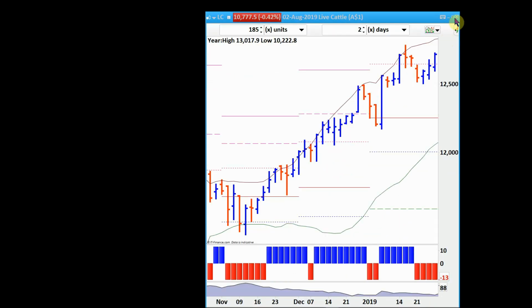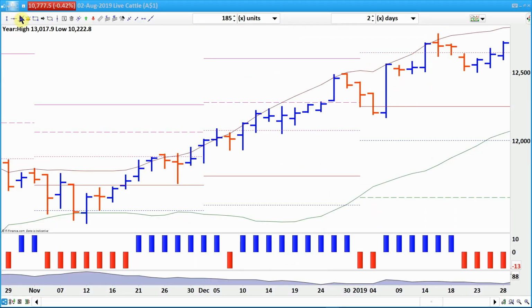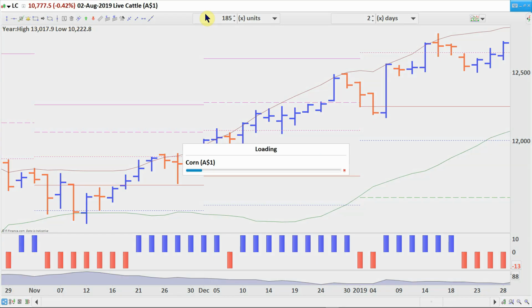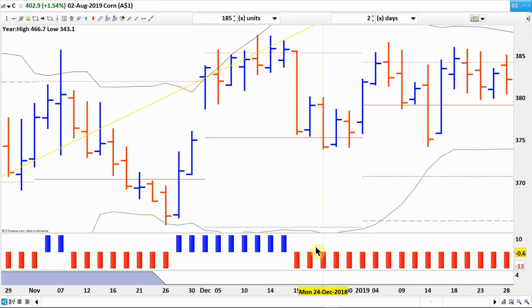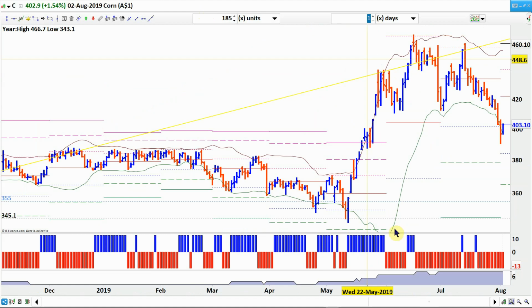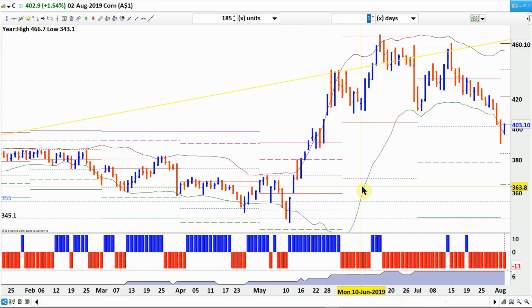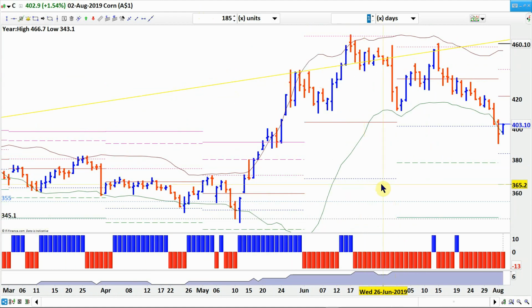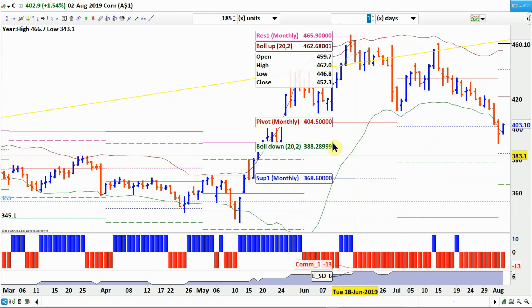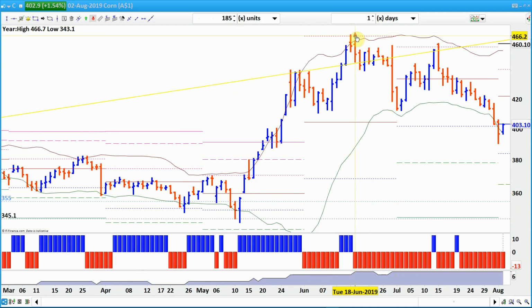What is your entry point? So let's see, corn. Short from 16th June signal. So he has shorted from this one, which is the 16th June signal here. So corn, Pankaj has shorted this one here.